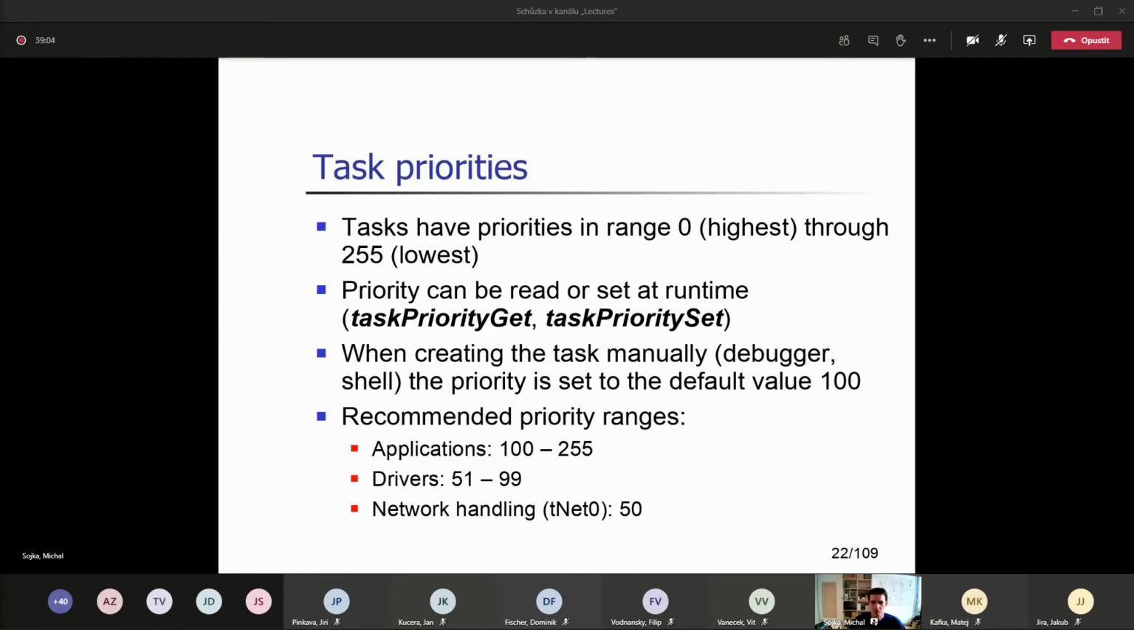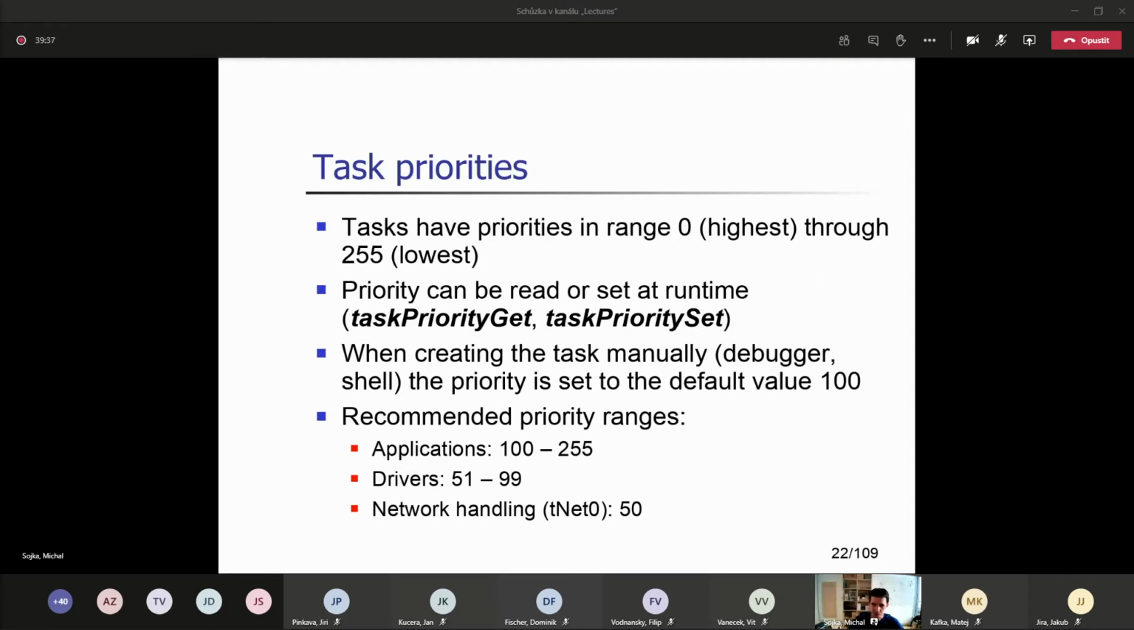VxWorks supports 256 distinct priorities, where 0 is the highest priority and 255 is lowest. Beware that this priority numbering is opposite to, for example, Linux. In Linux or in POSIX, basically a higher number is higher priority. In VxWorks, a lower number is higher priority. So you have to distinguish between those.